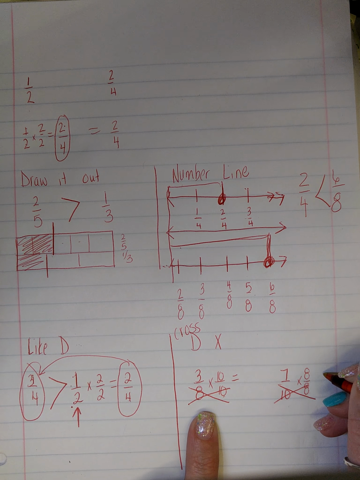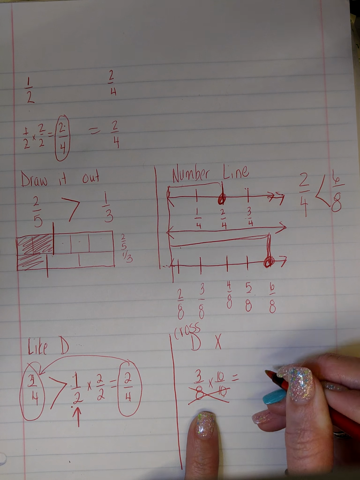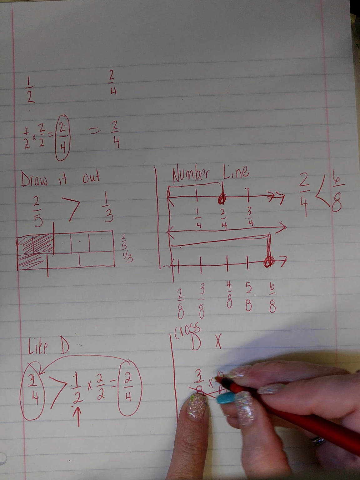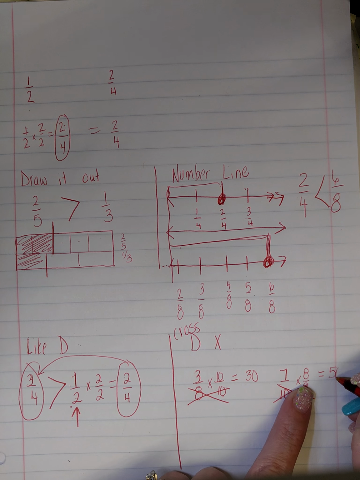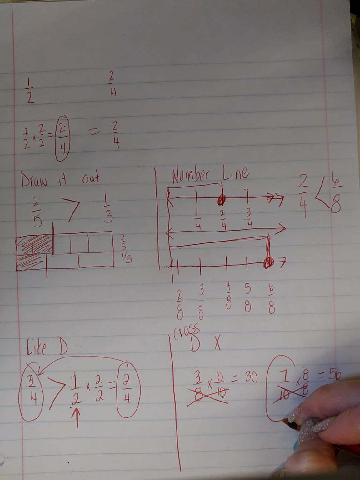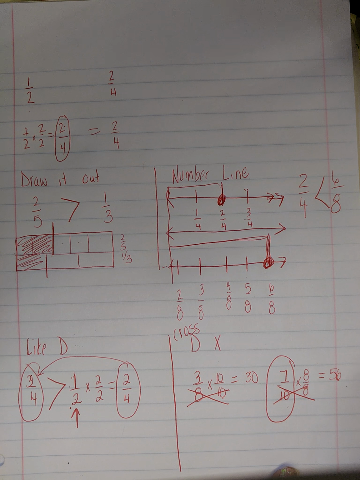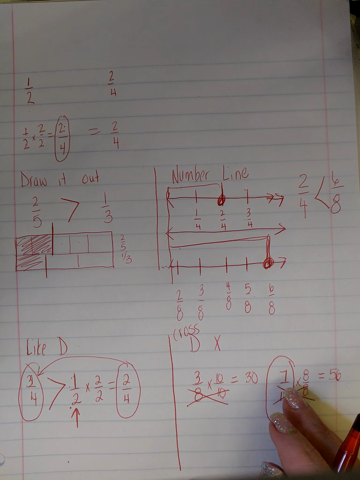I just need to figure out the numerators, and whatever numerator's bigger is my bigger fraction. 3 times 10 is 30. 7 times 8 is 56. 56 is greater, so my greater fraction would be 7/10. And that's how I use this strategy.